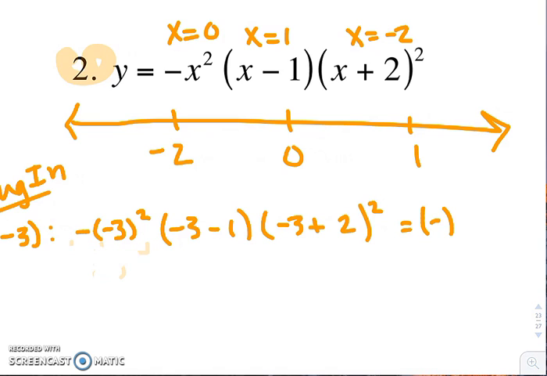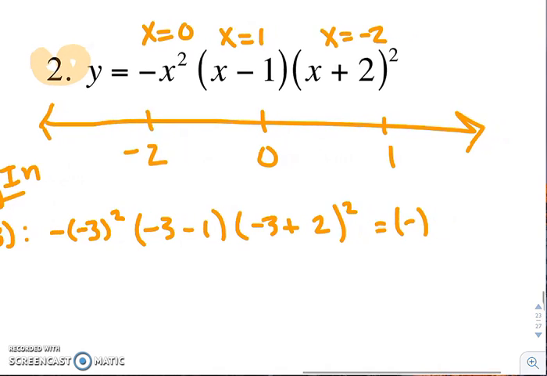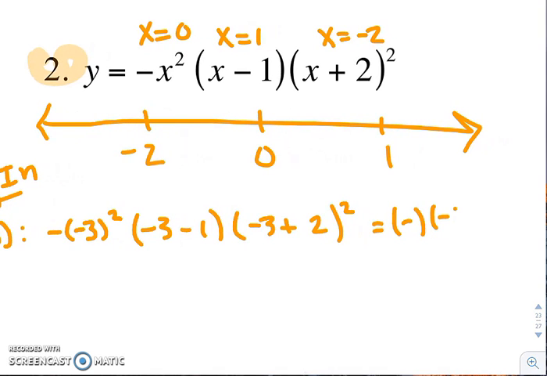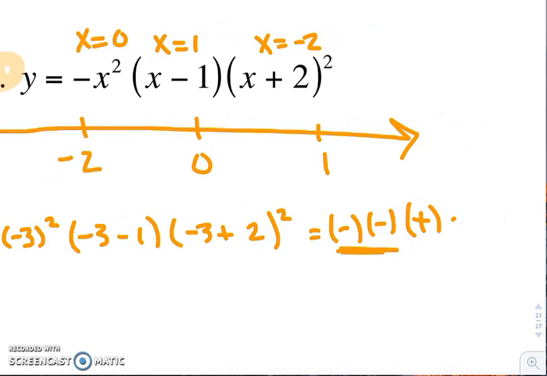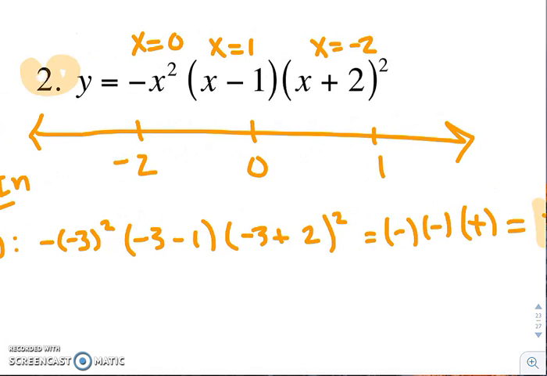So then you look at the next section. Negative 3 minus 1 is negative 4, so that would be a negative. Negative 3 plus 2 would be negative 1, but anything squared will be positive. I don't care what the actual number value is, but I know that a negative times a negative is going to give me a positive value. Times that positive at the end means that the whole section will be a positive number. I don't know what the number is. I don't care. But I know that it will be positive.